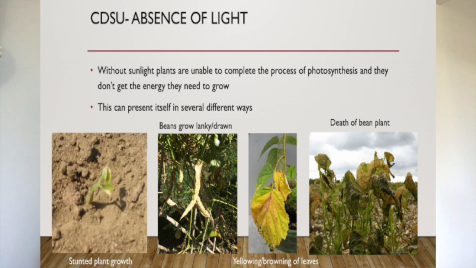If they do not receive enough sunlight, problems may arise, including decreased growth, plants grow lanky and drawn, leaves are smaller and turn yellow with brown edges or tops, stems become frail, and the bean plant may die.